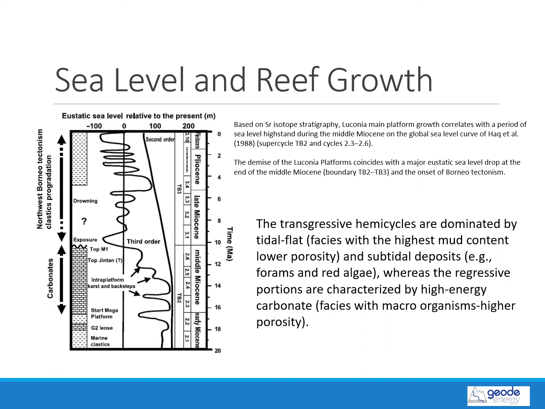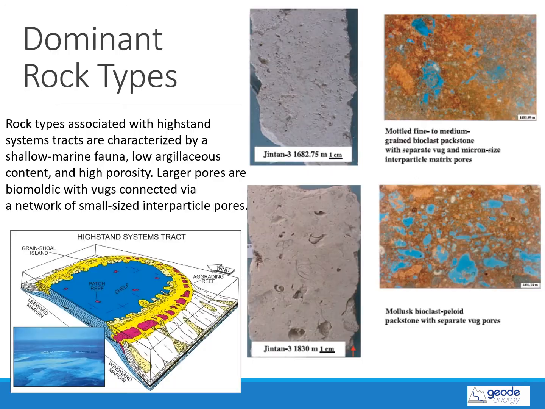However, the main platform coral growth, i.e. the thickest facies intervals, occur during sea level high stand, and the major sea level low stand resulted in the exposure of the reefs and thus dissolution and karstification. The dominant rock type of bioclastic packstone is associated with high stand and characteristically has shallow marine fauna, low argillaceous material and high porosity. Large pores are biomoldic with vugs connected via the network of small-sized interparticle pores.